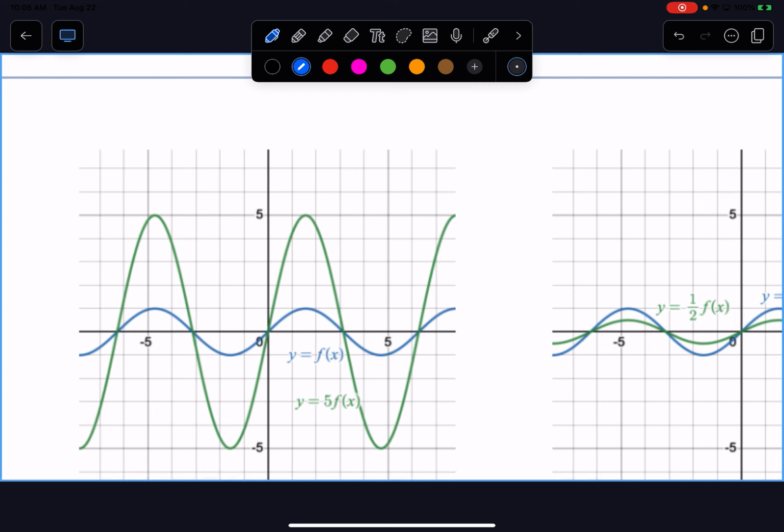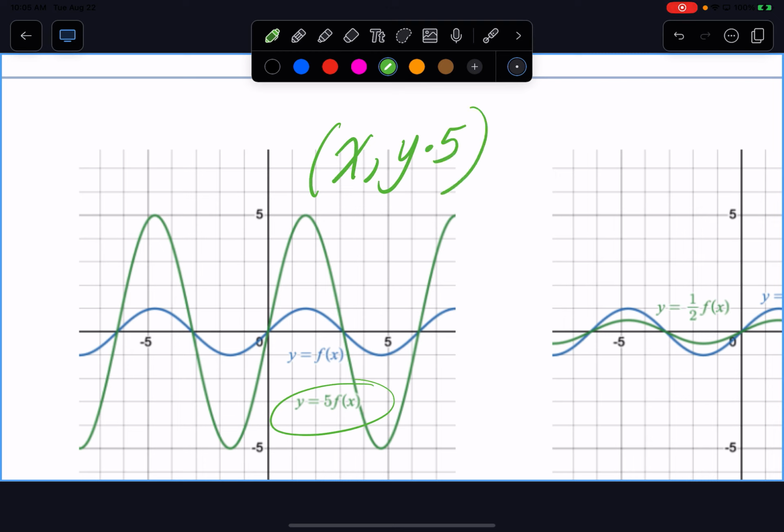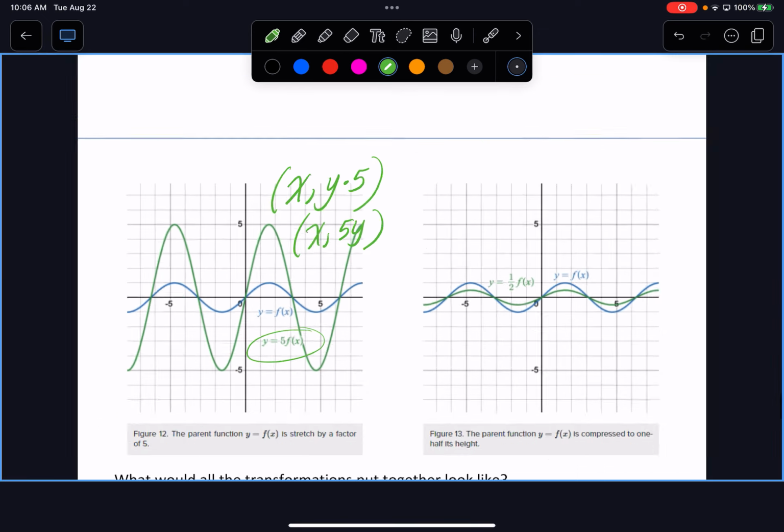Blue went to green. So they even gave you this answer. So what do we know happened? It was stretched by 5. Let's write our xy answer. So you'd say x's are x's, but y's are times by 5. It's super easy. Now, could you write this? 5y? Yes, right, everybody? It's the same thing as y times 5. All right, we get the picture.